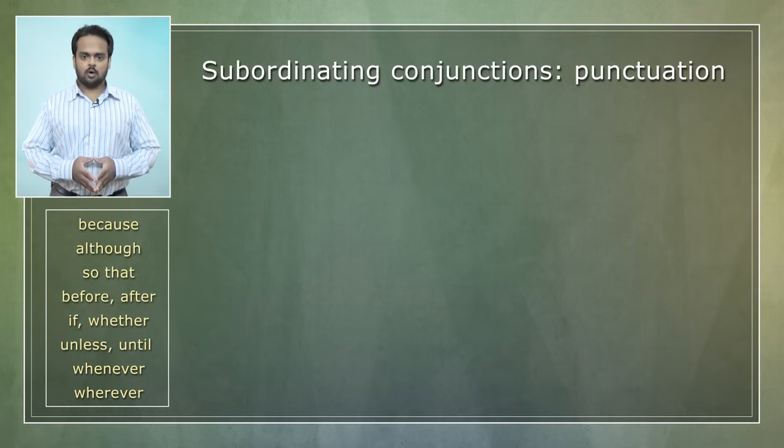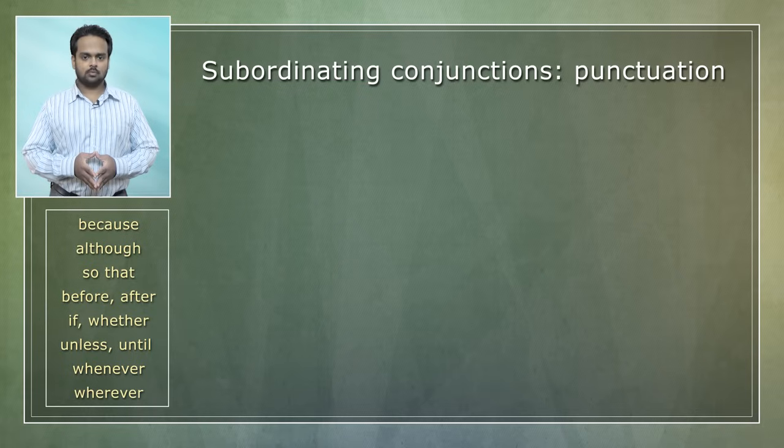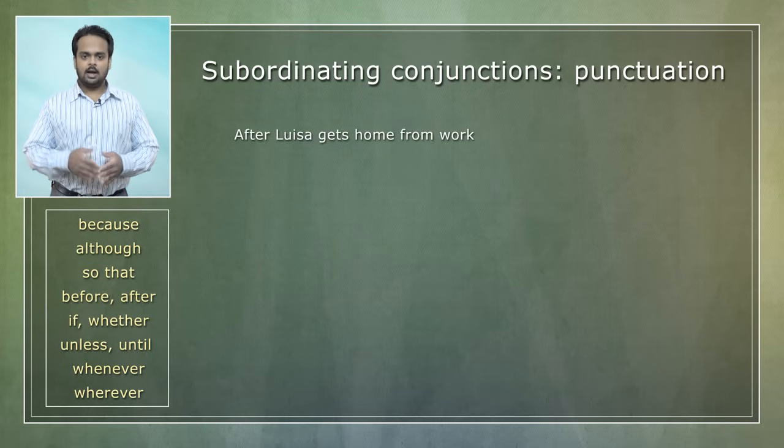Subordinating conjunctions are words like because, unless, before, after, if, etc. But why are these called subordinating? Well, look at this example. After Luisa gets home from work. Is this a complete sentence? It's not, because it has the word after in it.